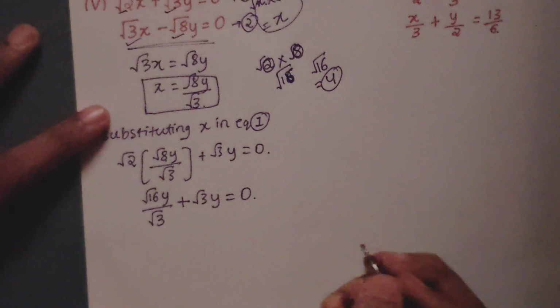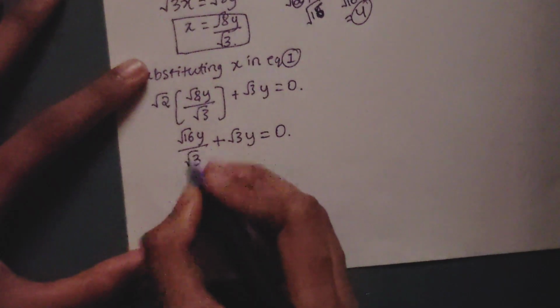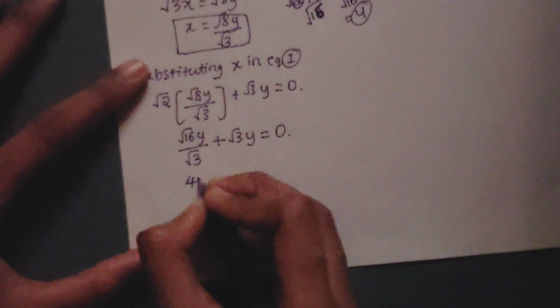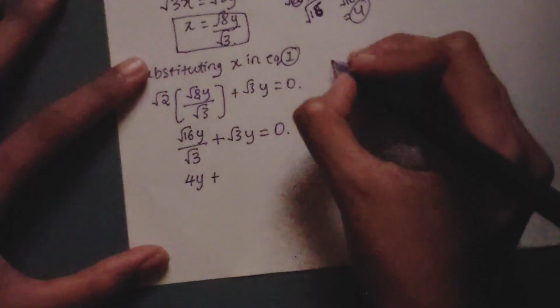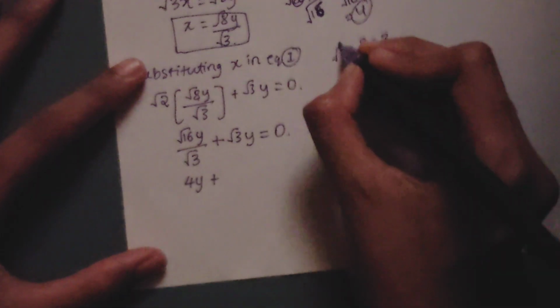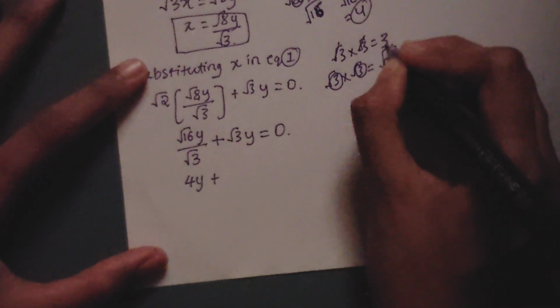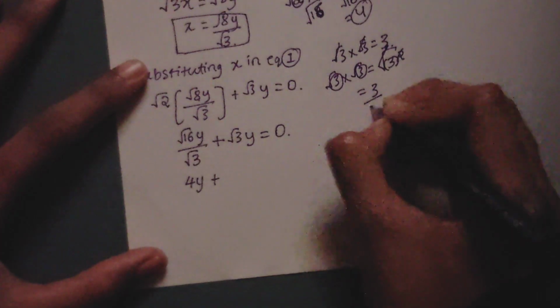Now take the LCM. So root 16 is 4y plus, now root 3 into root 3 will give you 3 only. The roots get cancelled. How does this work? Root 3 into root 3, multiply these, and this will give you 3 square. The square and the root get cancelled and that's why you get 3. I hope you're able to understand this.